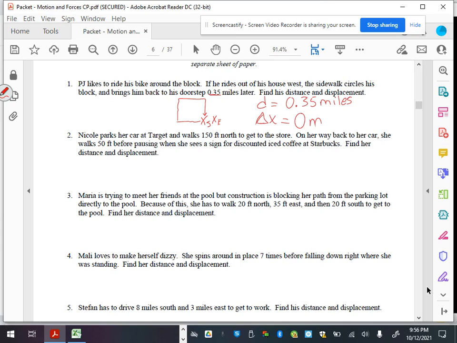So that would just mean straight back. So I need to kind of draw mine going up and down like I did. So XS is where I'm starting. That's her car. So she goes to Target here, right? And then she comes back and she walks 50 feet. Now, with your drawings, you want to try to make them somewhat accurate. This was 150 feet. This was 50 feet. Make sure you label these.